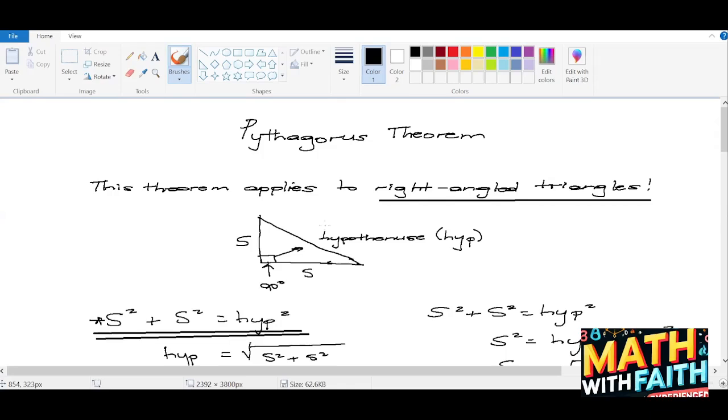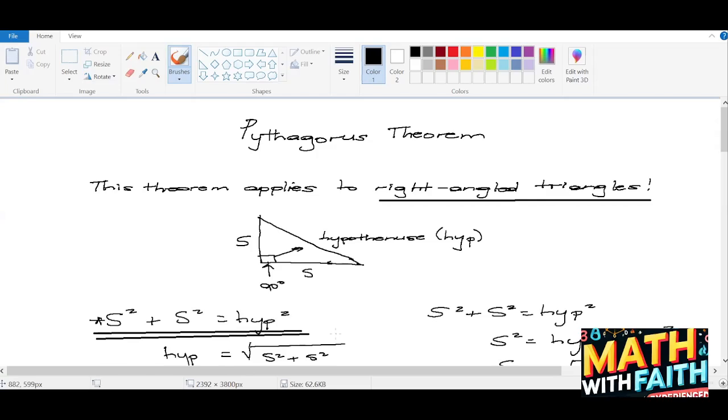Now, the first thing that you need to know about Pythagoras theorem is that it applies only to right-angled triangles. Right? What's a right angle triangle? A right angle triangle is one that has a right angle, which is 90 degrees. So you see this here. We have a triangle here that's 90 degrees.